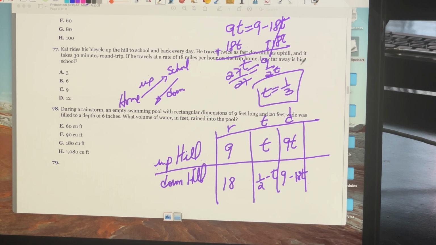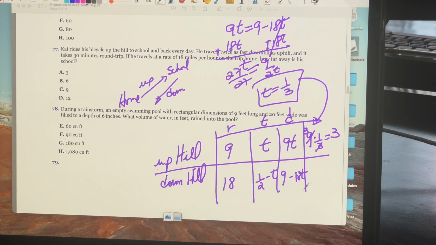What is the question? How far away is his school? Well, now that we know what T is, we can just come over here and plug 1/3 into the first expression or the one at the bottom. You're going to get the same answer. So to find the distance, 9 times 1/3, cross, and there you go, 3 miles.